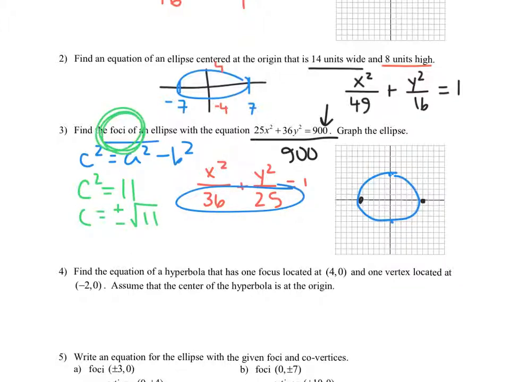But when you write foci, you want to write them as ordered pairs. And they're going to be on the x-axis because that's where the major axis is. That's where it's more stretched out. So my foci are going to be at plus or minus root 11, 0.